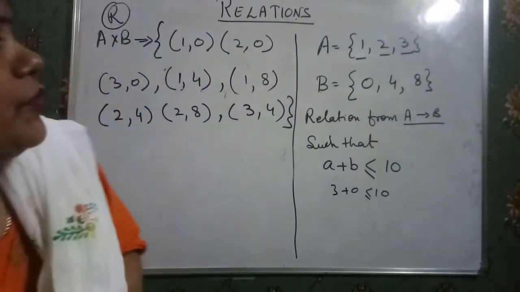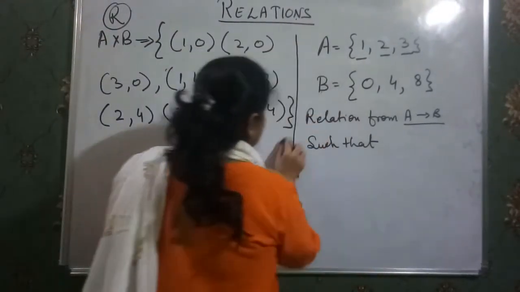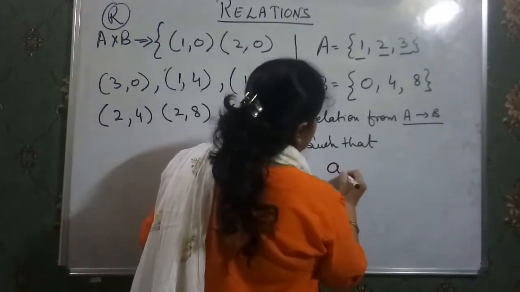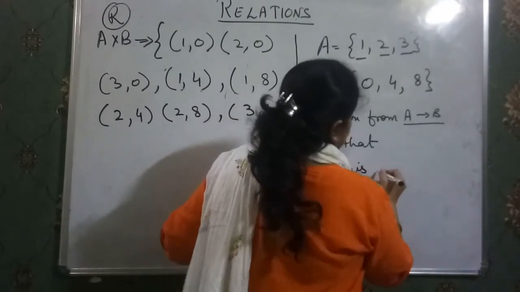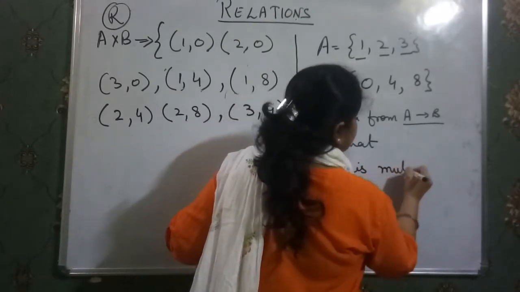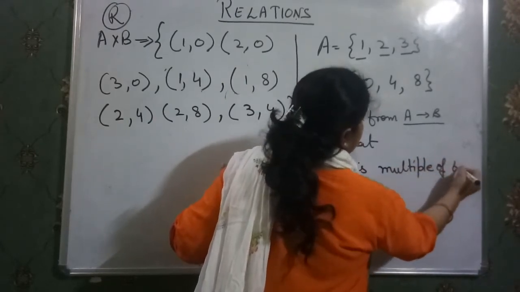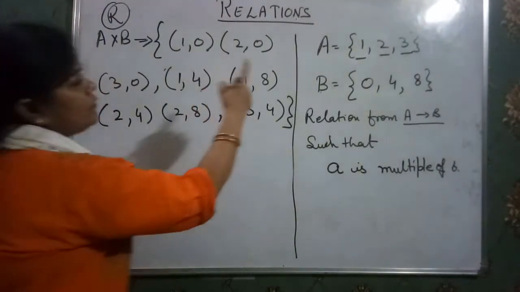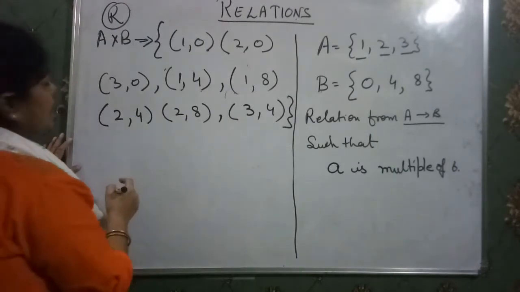I am going to take one more example. For example, there is a relation that A is a multiple of B. Now what will we do? 1 is a multiple of 0, 1 is a multiple of 4, 1 is a multiple of 8.